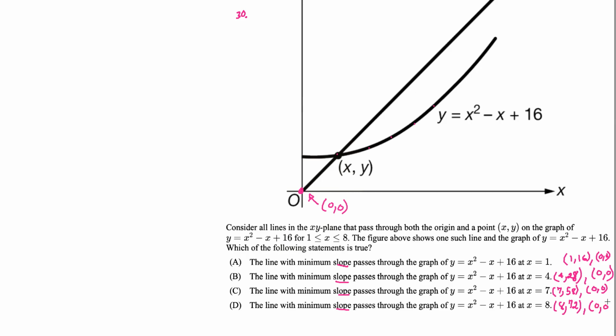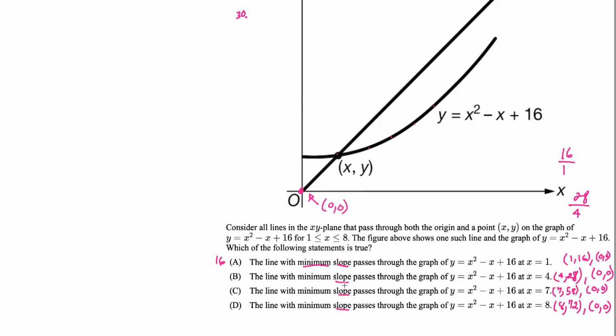Now I'll compute the slope of the line joining each of these two points, and I want to find the one that's a minimum. Which one's going to be the minimum? Let's see, the first one is 16 over 1, so the slope of this one is 16. Then this one is going to be 28 over 4, y2 minus y1 over x2 minus x1.